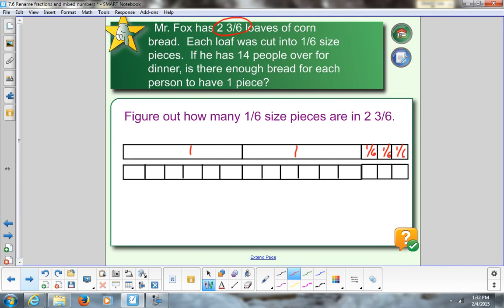Yes? I just turned the air conditioner on. Okay. Can I sharpen my pencil? Not right now.